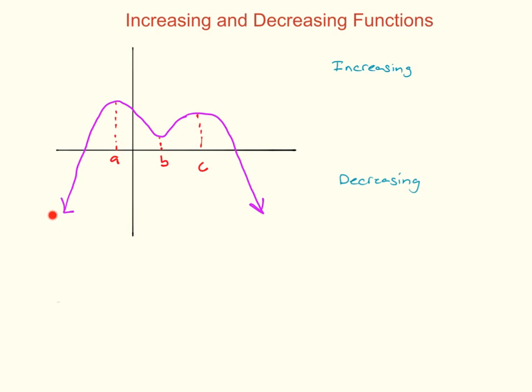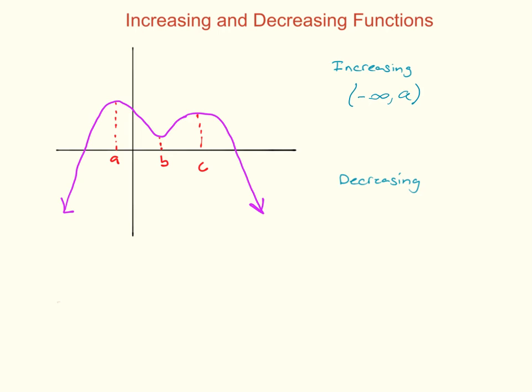So here, when I look at the portion of the graph going from negative infinity to a, as I move from left to right, and imagine a vertical line going here, I can see that this function graphically is going up. So therefore, I know on this particular problem that this is increasing on the interval from negative infinity to a. Whenever you're talking about increasing or decreasing functions, always use an open interval. Always use parentheses.